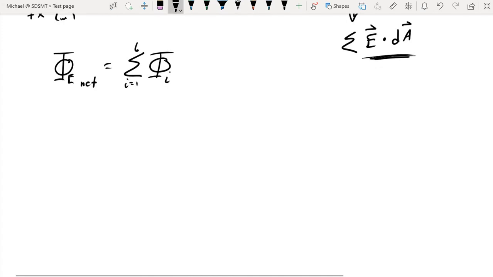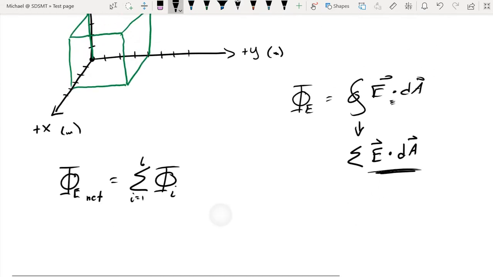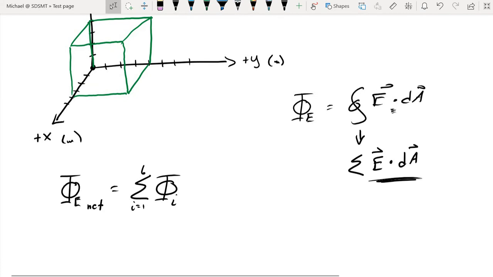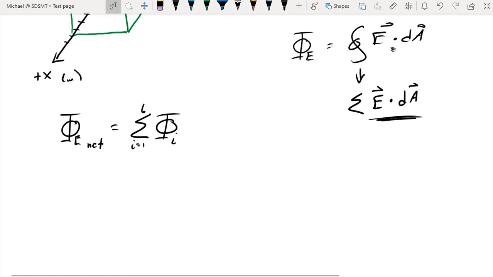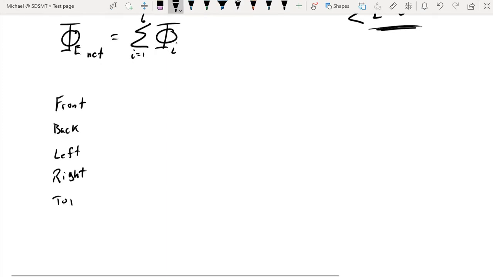So with that in mind, we've got the front face, back face, left face, right face, top face, and bottom face.